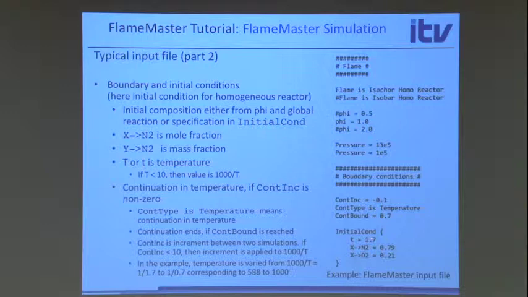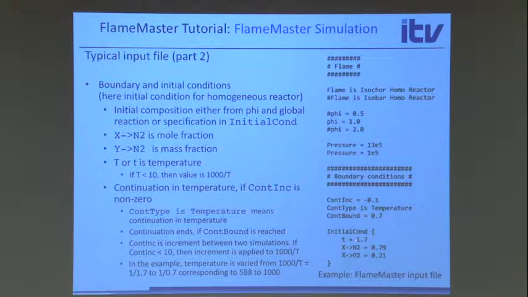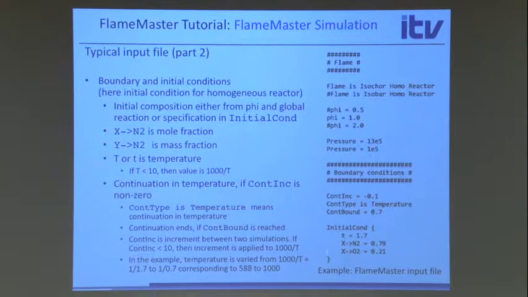And the bound is then 0.7. So it will do this all the way to 0.7, okay? So this will compute ignition delay times for all temperatures from 1.7, which is 588, to 0.7, which is 1,400 Kelvin or 1,500 Kelvin, roughly. Okay, and then you get an equidistant distribution of these ignition delay times, which gives you a nice curve.